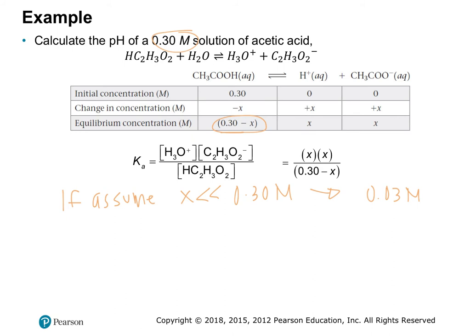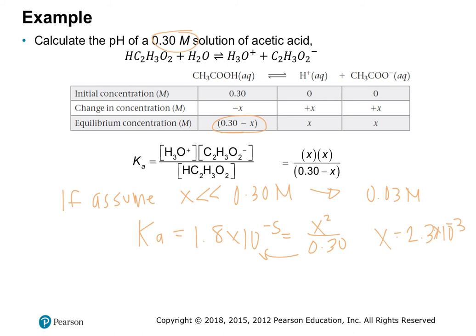And that makes it way easier because we don't actually have to do the quadratic formula. So what our equation turns into is Ka, which in this case for acetic acid, we could look at a table, is 1.8 times 10 to the negative 5th. That equals x squared divided by 0.30. So then we can multiply by 0.3 and then square root, and what we get is that x is 2.3 times 10 to the negative 3rd.